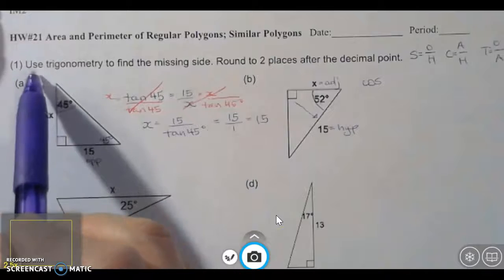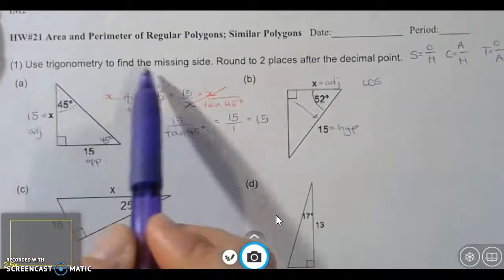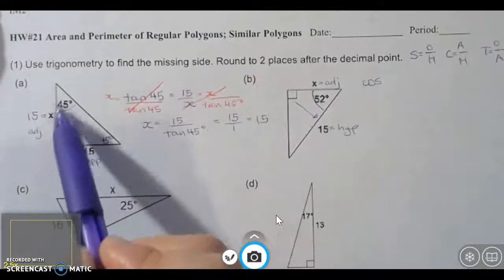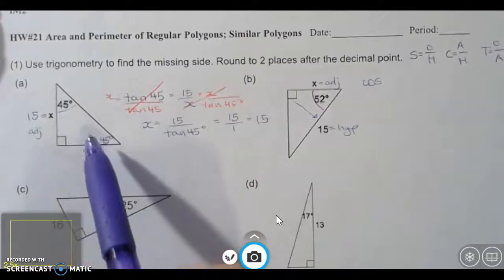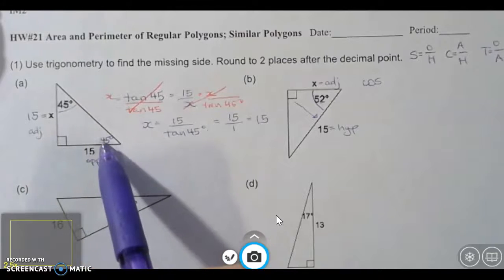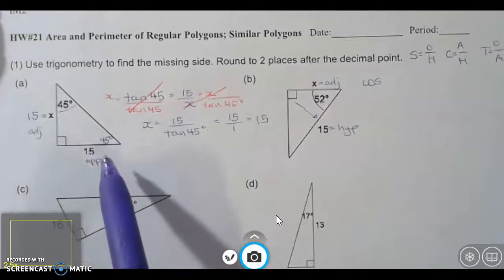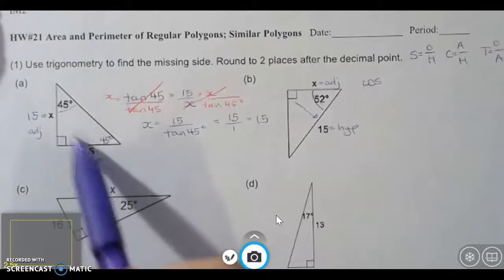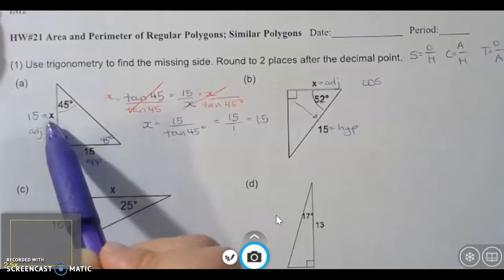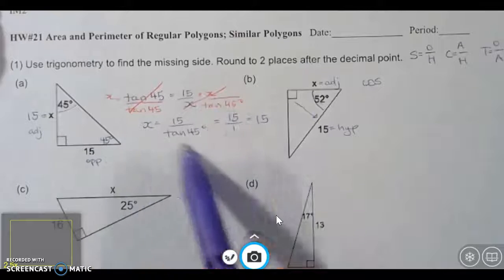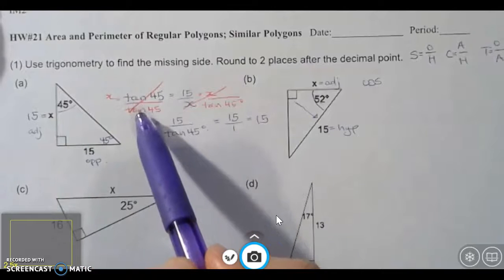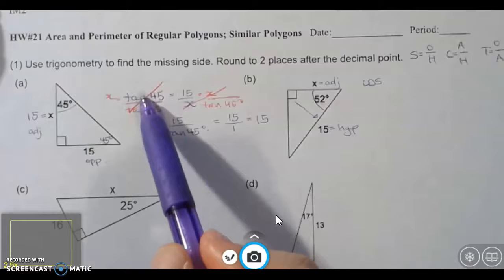So number 1, it's asking you to use trigonometry to find the missing sides. If I have this 45-degree triangle, then I know that the other angle is 45. Do you remember the 45, 45, 90-degree triangle ratios? It's going to be an isosceles triangle, so straight away we know that x is going to be 15. We do not need to go into trig. However, if you went there, this would be the work.